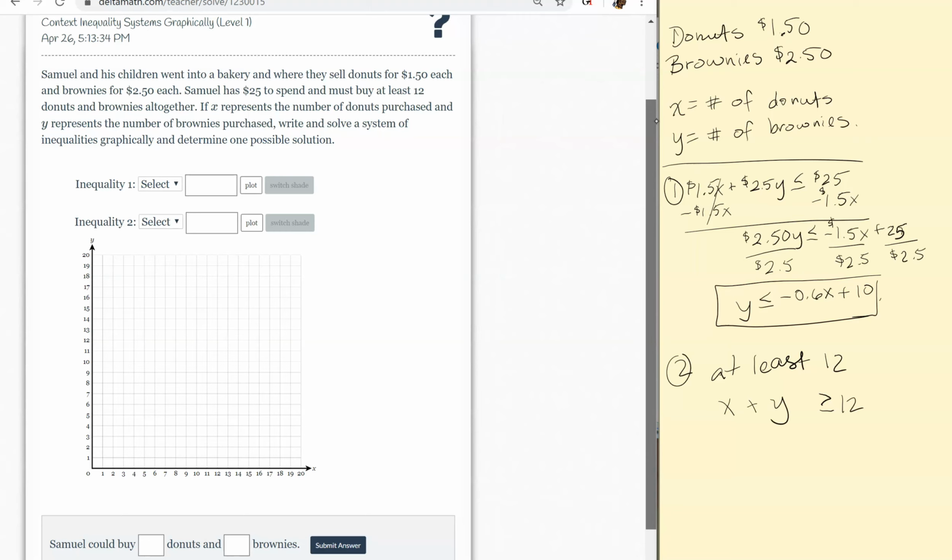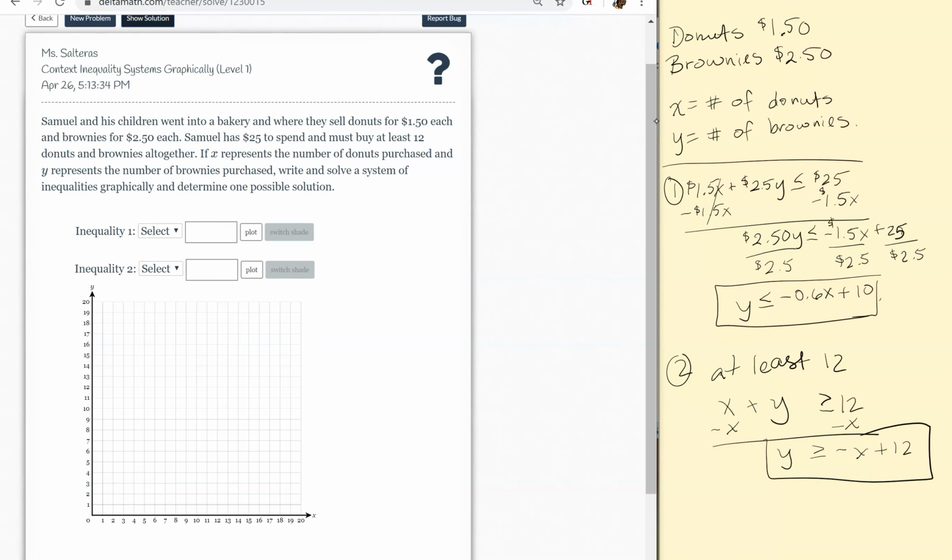There's your inequality. You want to set it up as slope intercept, so all you have to do for this one is subtract x from both sides. The x and the 12 are not like terms, that's why we just rewrite it. And then there we go, that's our inequality. Then on the left side of our screen we're going to put this down. So y is less than or equal to negative 0.6x plus 10. Go ahead and press plot.